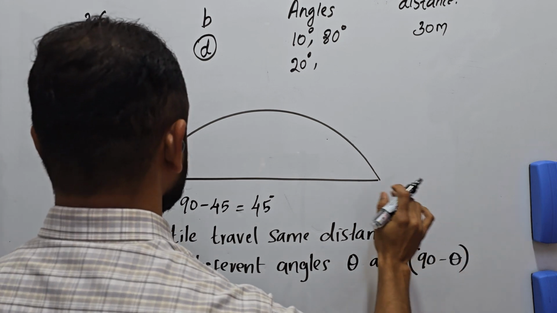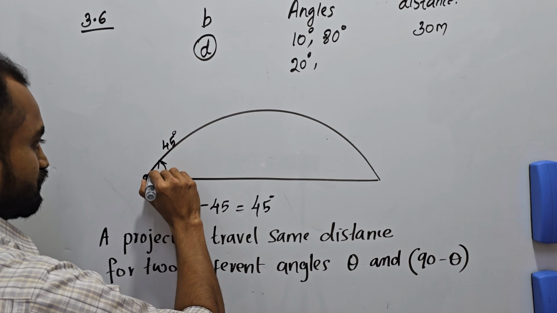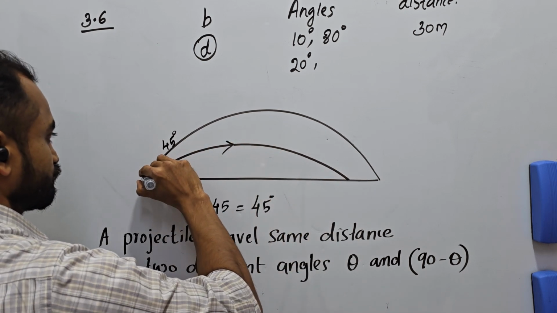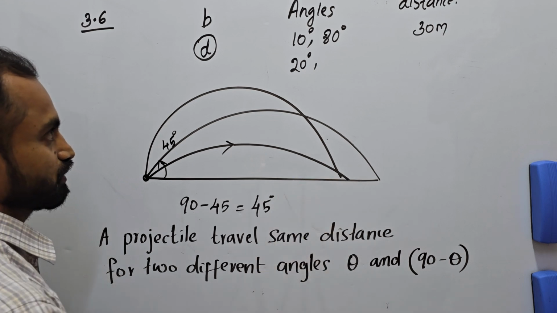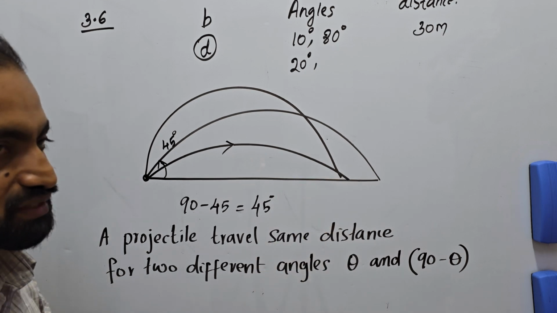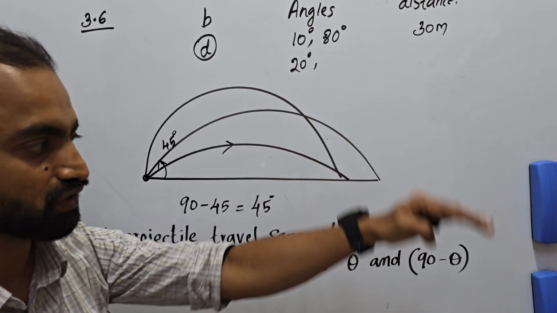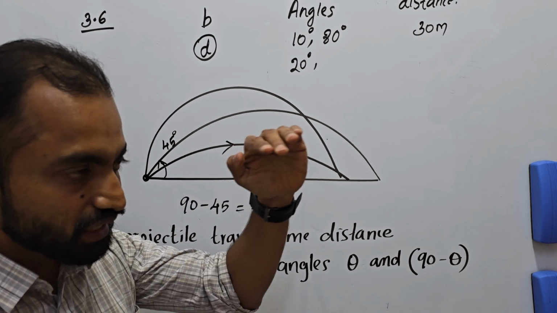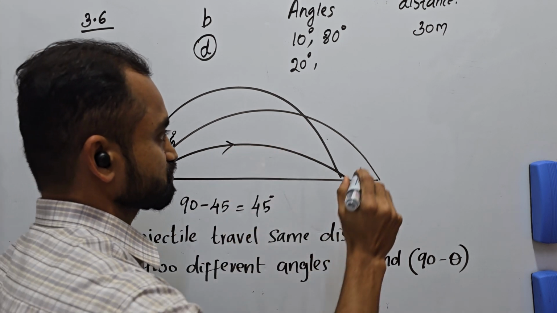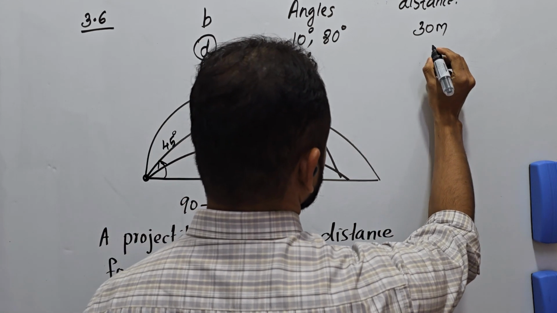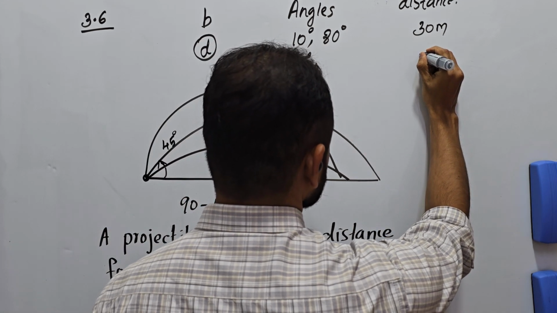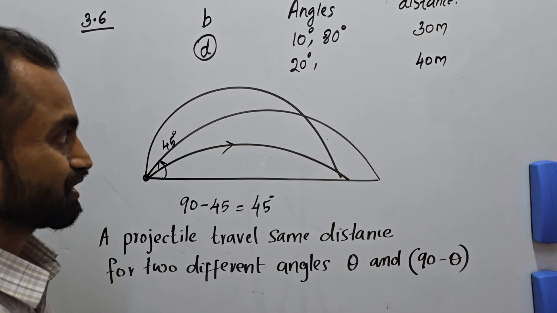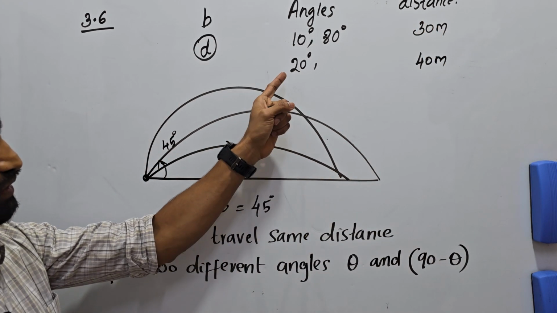Less than 30 or more than 30? Tell me. When you increase the angle of a projectile, it will travel more distance. So it will travel, for example, a distance of 40 meters. I am giving just examples, the numbers are not correct.